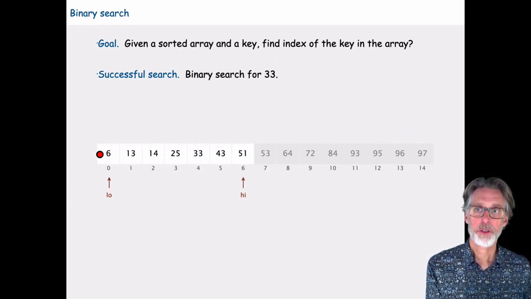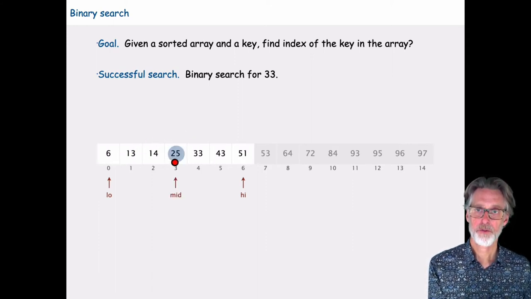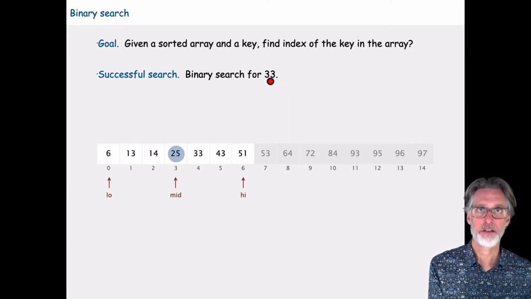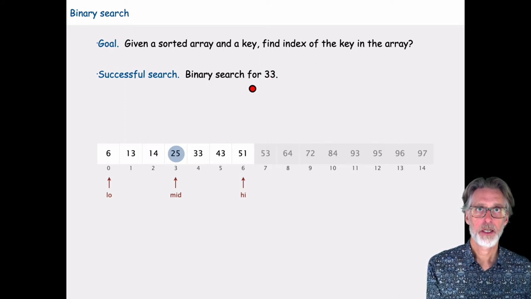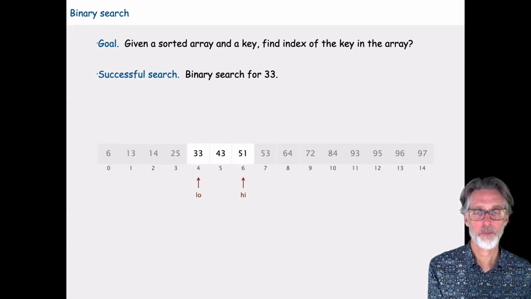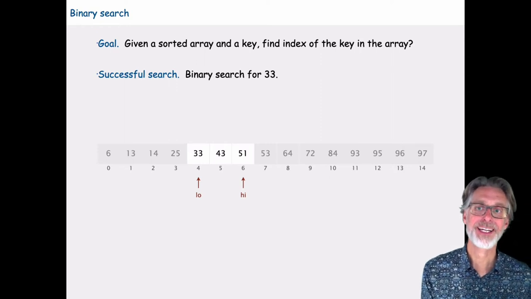Now we compute the midpoint again between the new low and high. And again, it's simply going to be the high minus the low divided by 2 plus the low, which in this case is 3. Now 3 holds the value 25, which is less than our goal of 33. Therefore, we know that this index and everything beneath it cannot possibly hold our value. What we're going to do, therefore, is update the low pointer to 1 plus the mid. So we'll move our low pointer here. Again, we've cut the problem in half.